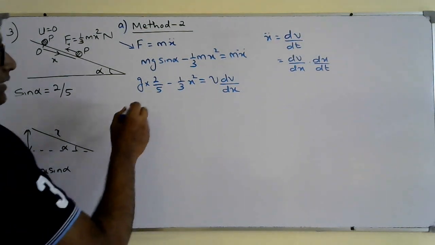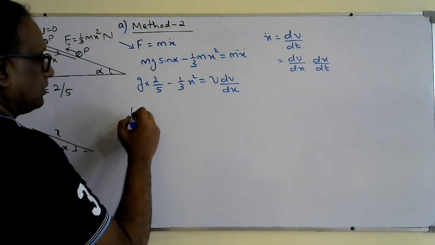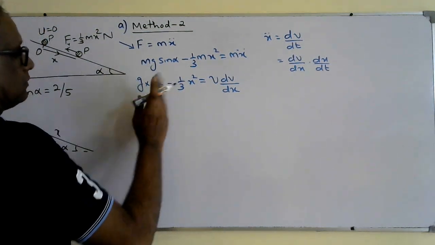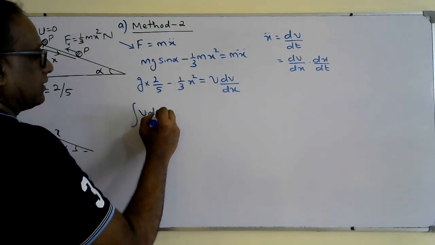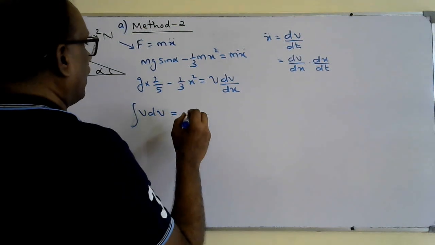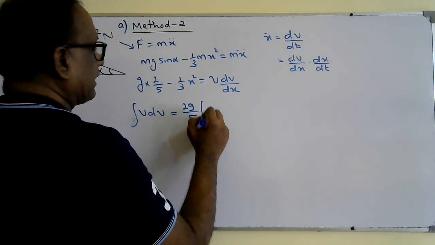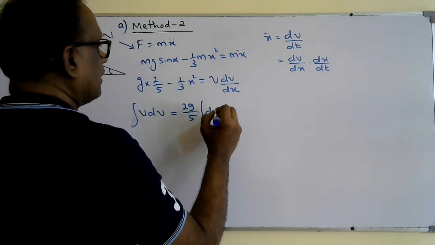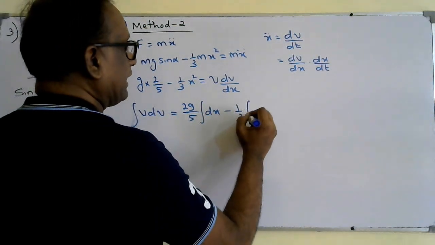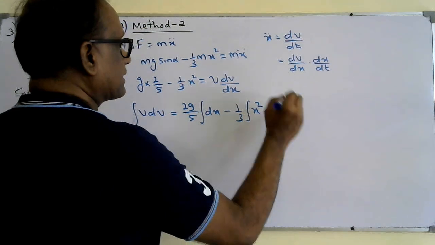Okay, so we'll integrate it. Integral of v dv is equal to 2g over 5 integral dx minus 1/3 integral x squared dx.